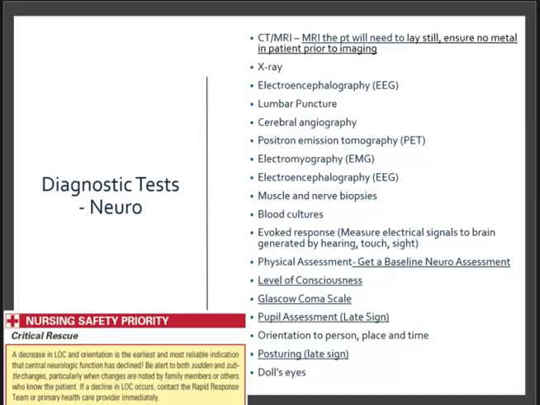From your book, there is a critical rescue and priority. So a decreased level of consciousness and orientation is the earliest and most reliable indication that central neurologic function has declined.